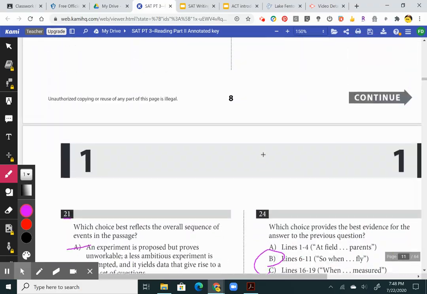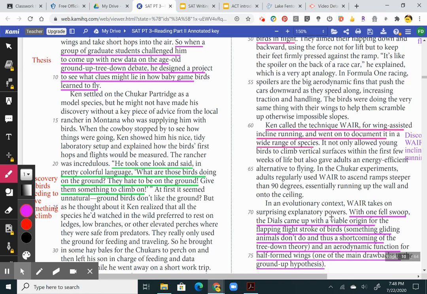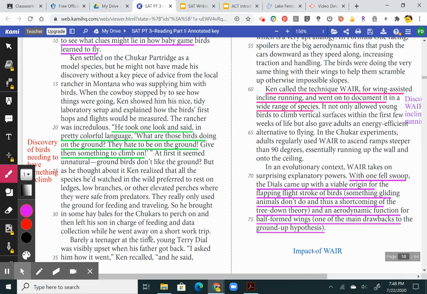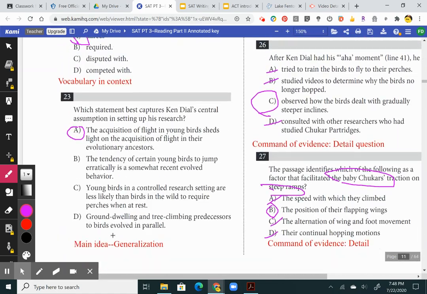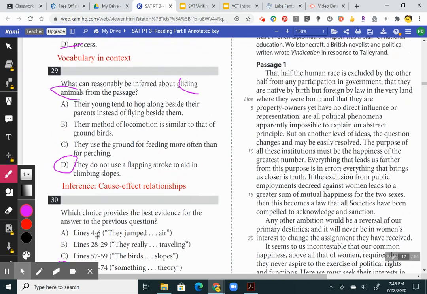Lines 72 through 74. Does it talk about gliding? In an evolution where it takes one fell swoop, the dinos came with a viable origin for the flapping flight stroke of birds, something gliding animals don't do, and thus a shortcoming for the tree-down theory. Here's the keyword, gliding. Ding, ding, ding! We found the keyword. An aerodynamic function for half-formed wings is one of the main drawbacks to the ground-up theory. So this is kind of a compromise, so we know that might be the context for what it's saying. Lines 72 through 74. So what can reasonably be inferred about gliding animals?